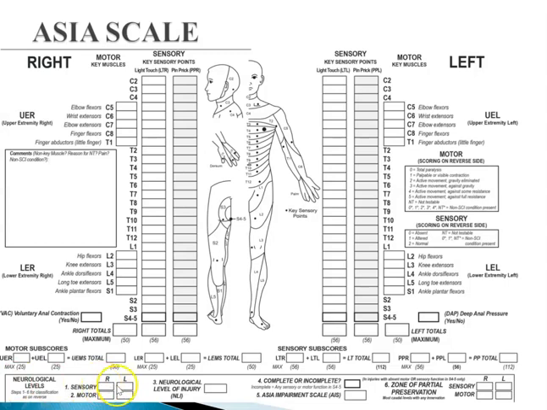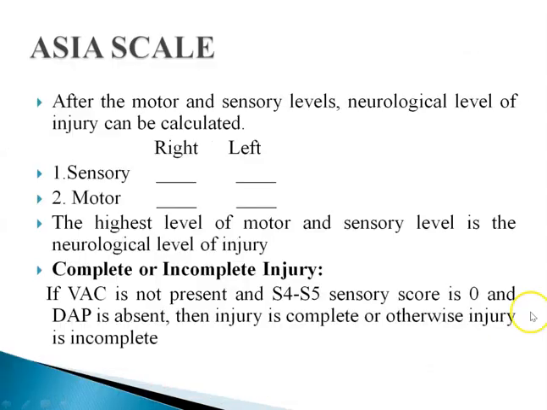After calculating all these things, we put it in the box for sensory and motor subscores. Based on these scores, we figure out the neurological level of injury. Let me tell you what the neurological level of injury is. After calculating the motor and sensory levels, the neurological level of injury can be calculated. That is, the sensory and motor scores, we make it a point here. So after calculating, the highest level of motor and sensory level is taken as the neurological level of injury.